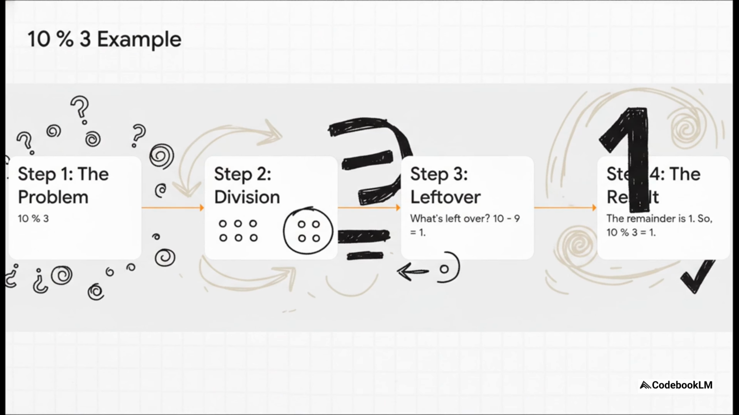Let's just walk through a quick example together. Say we have 10 % 3. First, you ask yourself, how many whole times can 3 fit into 10? Well, it fits in 3 times, right? That gets us to 9. Then, what's the leftover? You just do 10 minus 9 and you get 1. That's it. That 1 is your answer.